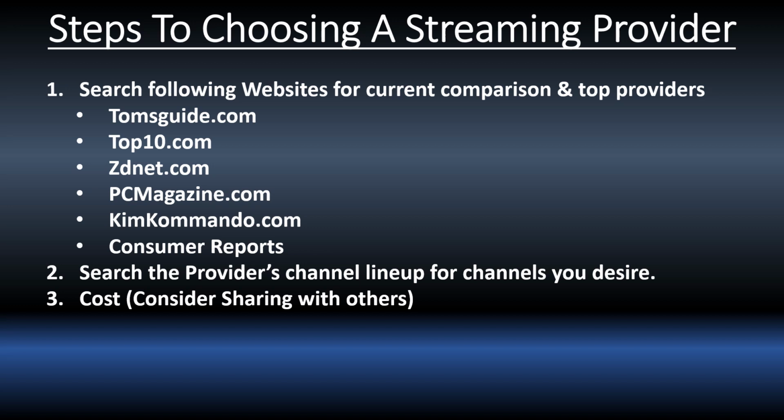Cost. Consider sharing this with others. The nice part about this is you can actually get with your neighbor and say, hey, do you want to share using Fubo with me or YouTube TV? And we'll share the cost of it. So instead of paying $80 a month, we'll pay $40 a month apiece. So there's ways to save money.